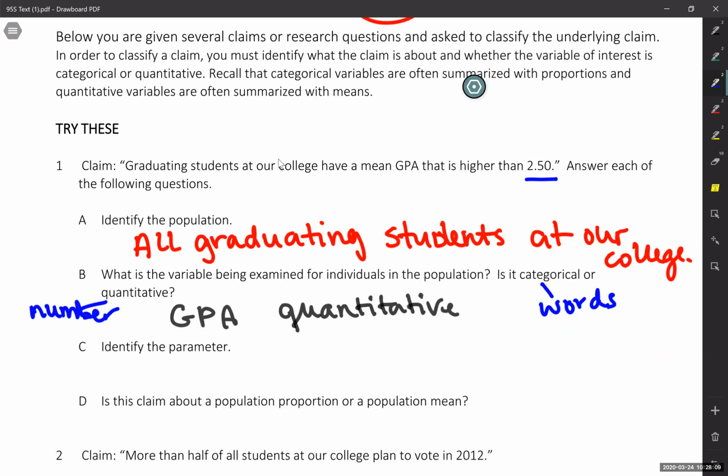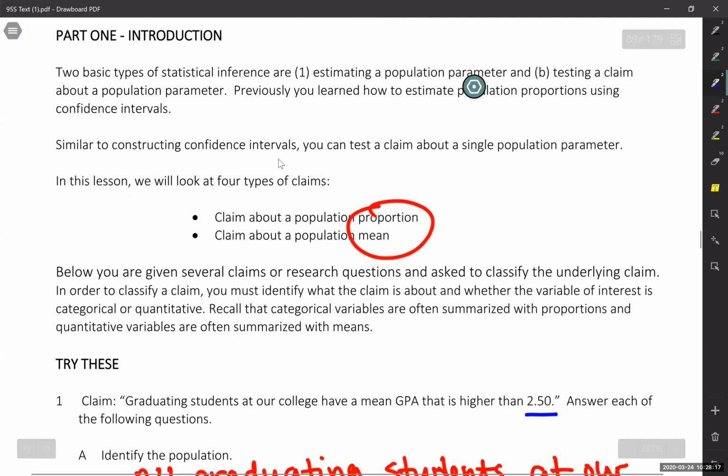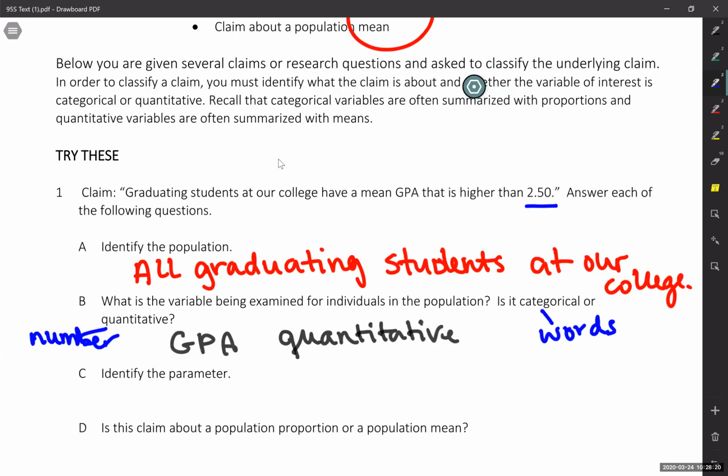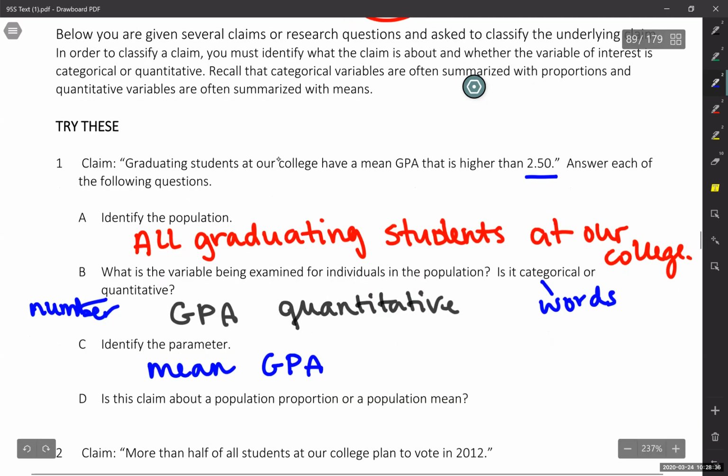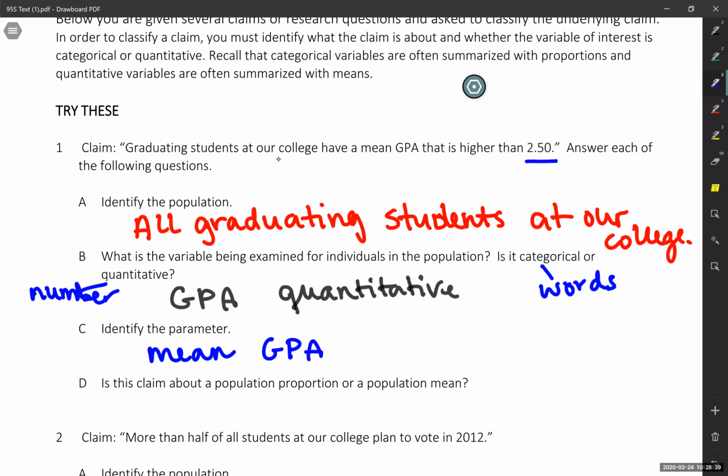So we are now looking for our parameter. So our parameter is going to be one of these two things that I circled, either the proportion or the mean. And in this example, we're talking about the mean GPA. Remember, parameter is the number that describes the population. So the number describing the population is the mean GPA in this problem. And so now that we know that it's the mean GPA, this is definitely a problem about population mean. It says mean, so it's about the mean. It is not about the proportion.